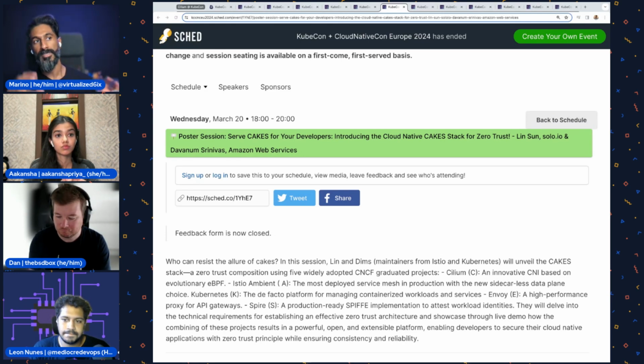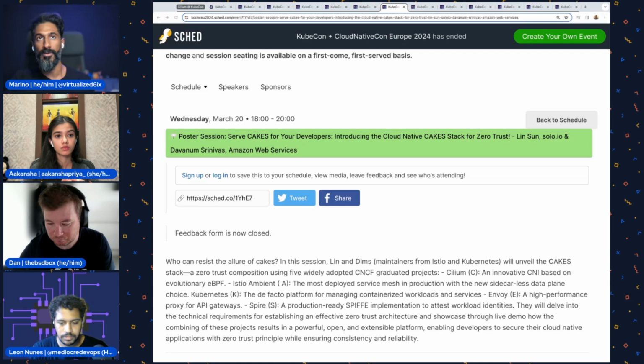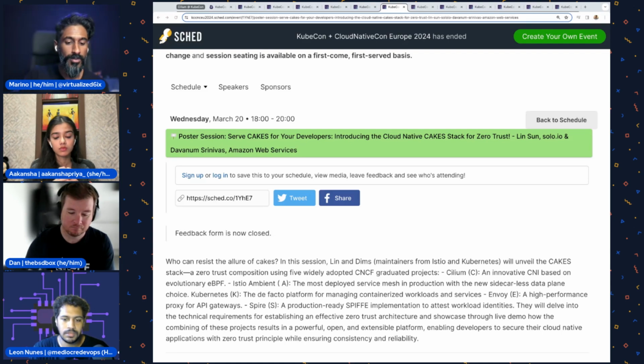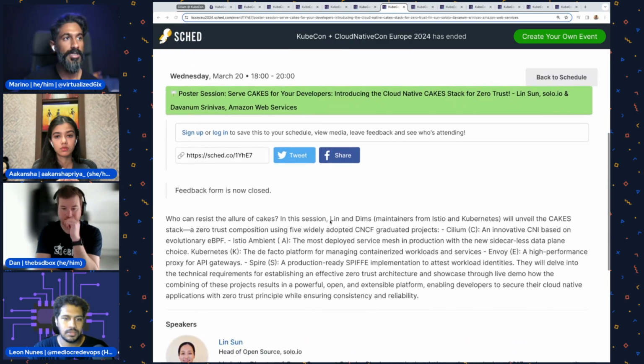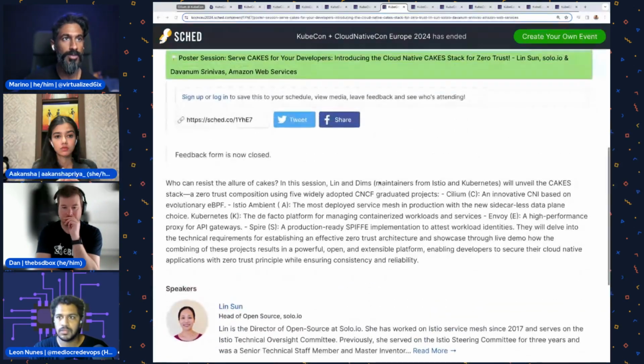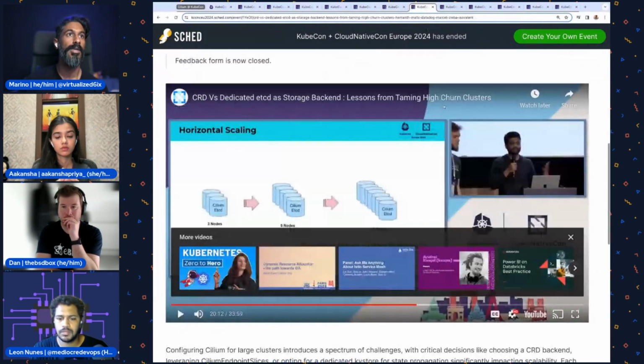Maybe cakes isn't specifically cakes. It's like a set of other underlying technologies, and that's fine too. But I think the backstack is really where it's at. I hope to see this poster, though. I want to see what it looks like. I'm not sure what it looks like.